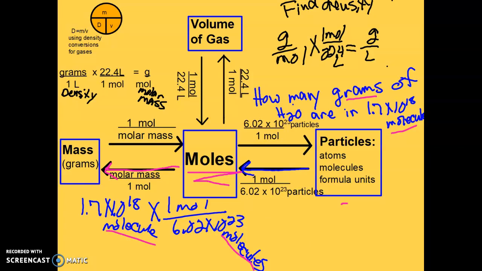So H2O, that's 2 hydrogen, 1 oxygen, 1 times 2 is 2, because hydrogen has a molar mass of 1, oxygen is 16, 18. Remember what that 18 means? That's how many grams are in 1 mole. I want moles to go away. Moles goes on the bottom.